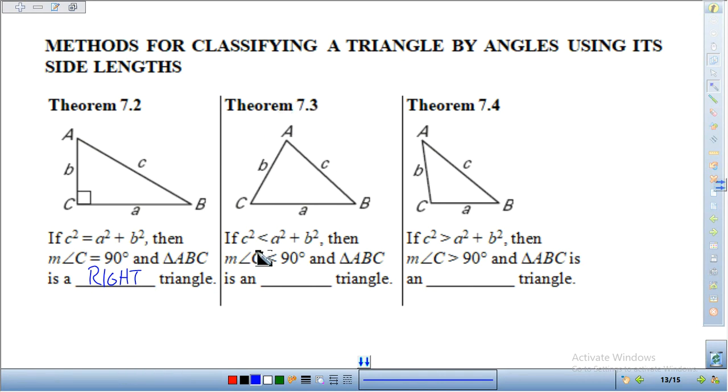Theorem 7.3, we said that if c squared is less than a squared plus b squared, we know that c is going to be less than 90, so that this is an acute triangle. And Theorem 7.4 said that if c squared is greater than a squared plus b squared, angle c must be greater than 90, so therefore it's going to be an obtuse triangle.